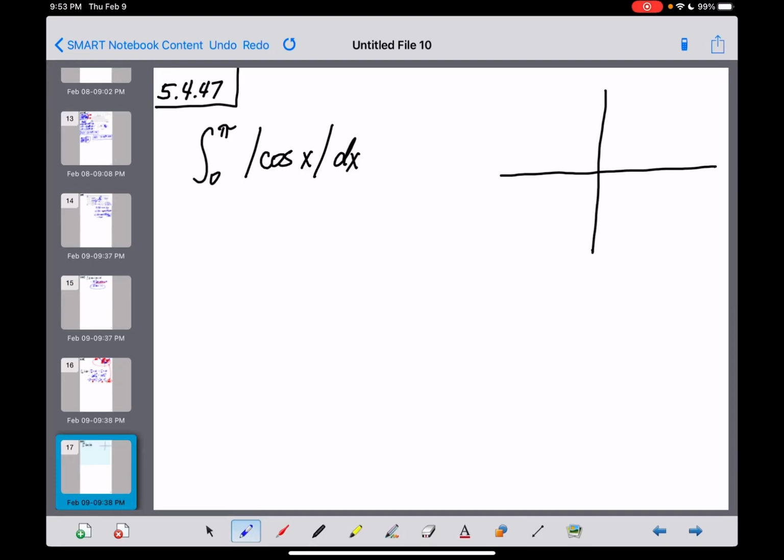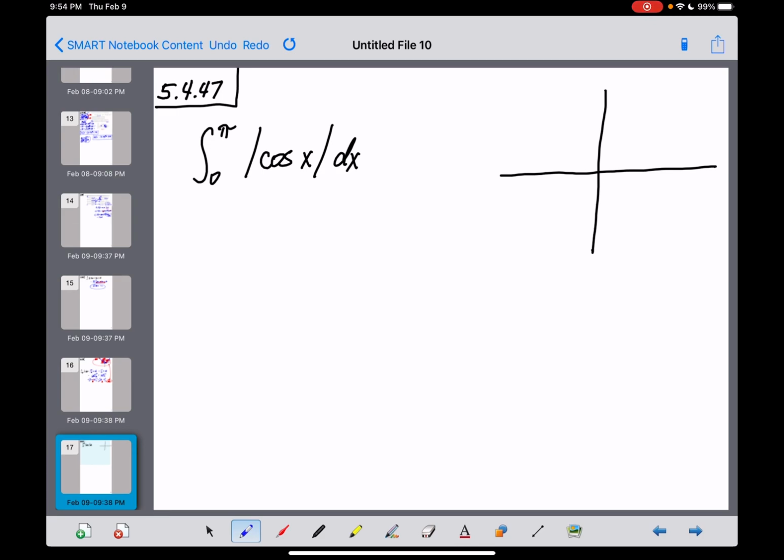Okay, number 47 is using the same directions as 43 and 45, actually 43 through 48. Write the integral as a sum of integrals without absolute value. So what's going on here, guys? They're asking us to evaluate the integral of the absolute value of cosine of x from 0 to pi.